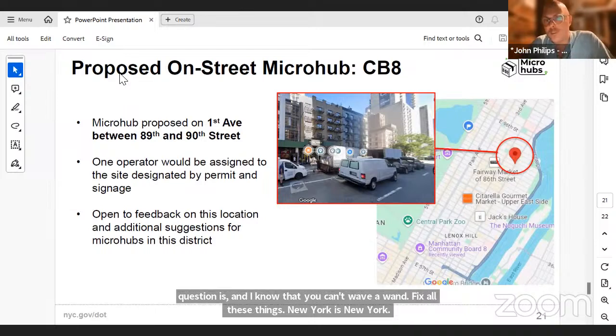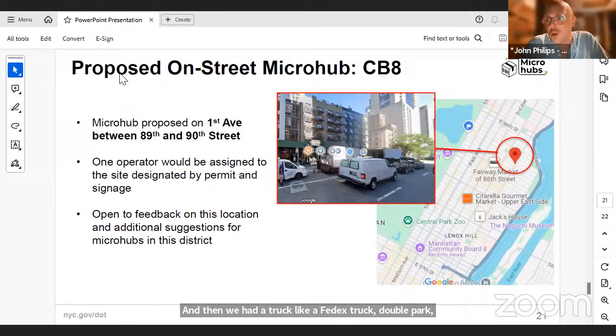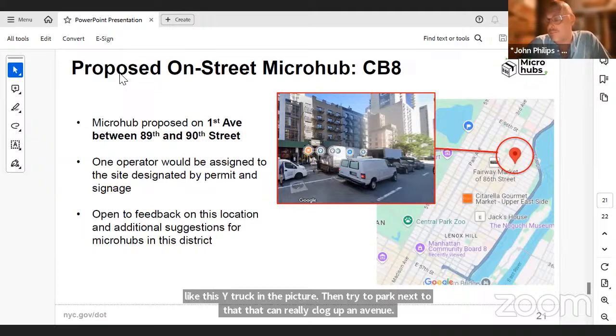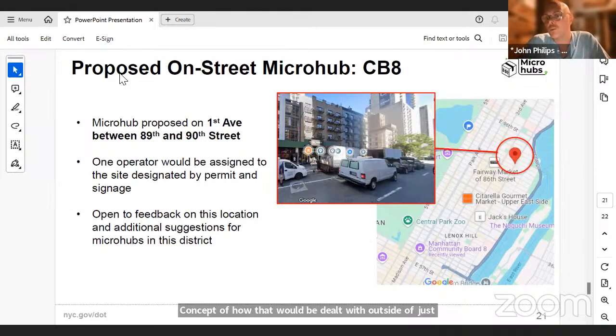But if we had a permanent site there and then we had a truck like a FedEx truck double park, and then let's say another small delivery box truck like this white truck in the picture, then try to park next to that, that can really clog up an avenue. Is there any, I don't know, concept of how that would be dealt with outside of just talking about it in a generalized way as enforcement that is either happening or not happening?